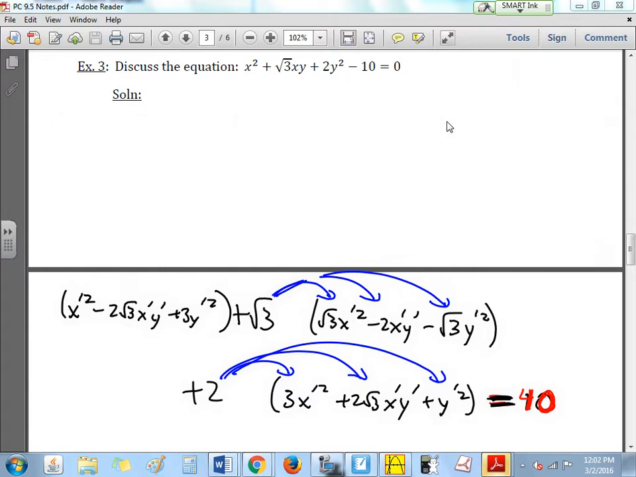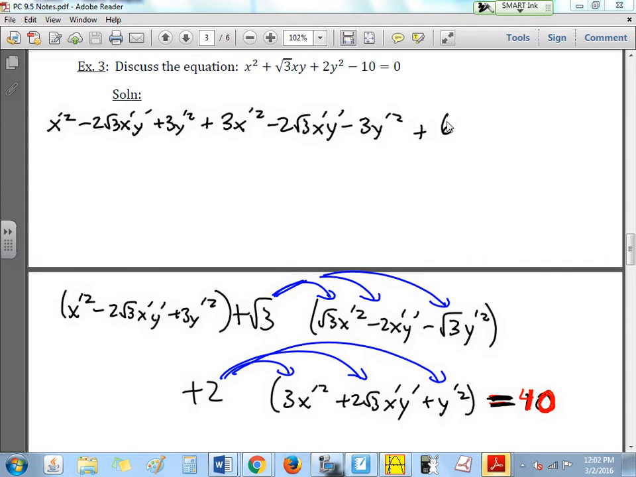I'm sorry. Okay, so now we have x prime squared minus 2 rad 3 x prime y prime plus 3y prime squared plus, I'm distributing the rad 3 now, 3x prime squared minus 2 rad 3x prime y prime minus 3y prime squared plus, now I'm distributing the 2, 6x prime squared plus 4 rad 3x prime y prime plus 2y prime squared equals 10. Wow. And the bully is gone.